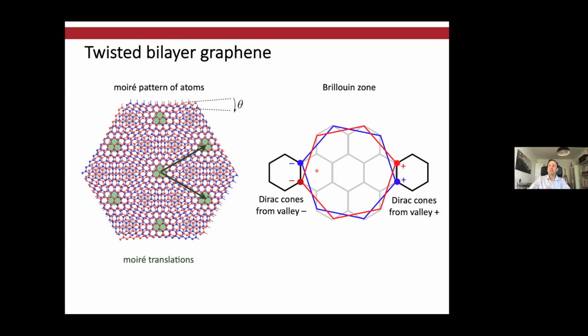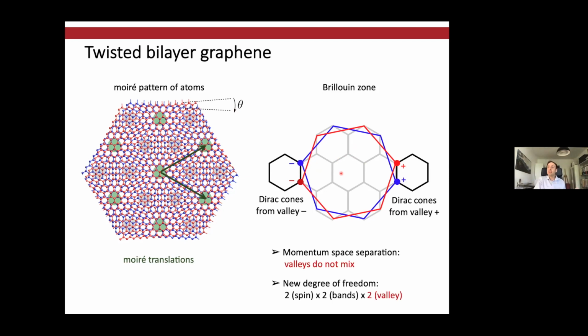Now, in the actual system, there's an interlayer coupling, but it turns out for the small angles, where we will have a couple of thousand small hexagons in the big hexagon, the momentum transfer from here to here is very large on the scale of the small hexagon. For that reason, valley will remain a good quantum number, also in the coupled system. And in fact, this holds true for all of the systems I'm going to discuss today. So compared to single layer graphene, on top of the two spin degrees of freedom, the two bands that form the Dirac cones, we also have the two valley degrees of freedom.